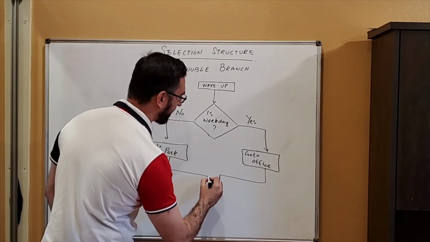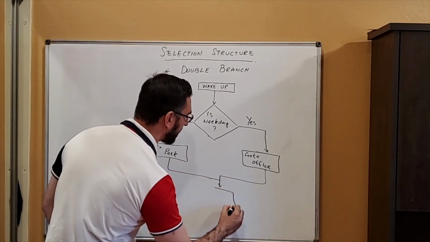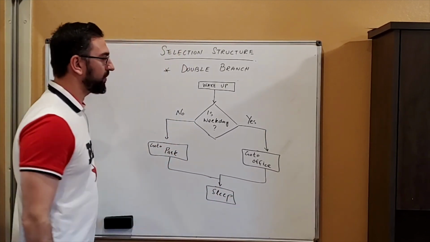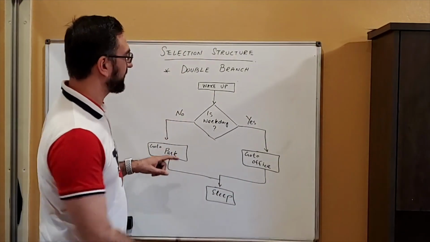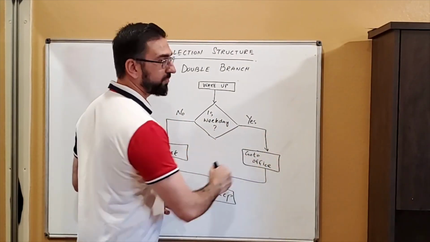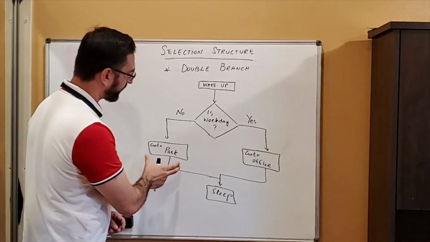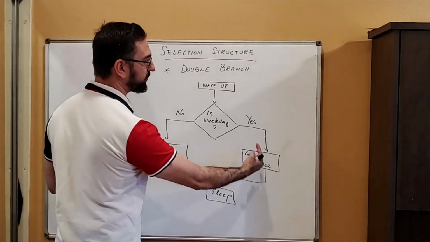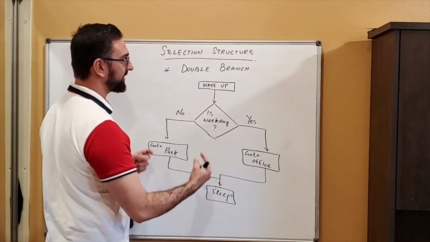And then let's just say later on we sleep, right? So we wake up, we decide what day it is. If it's a weekday, we go to office, and if it's a weekend, we go to park. So there is an alternative to whatever we do, right? So this is a double branch.